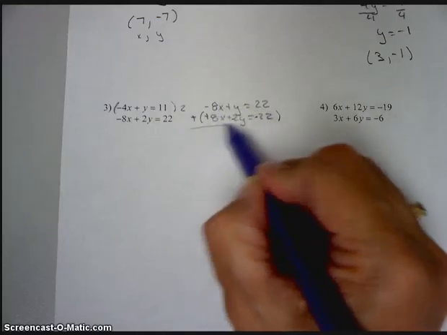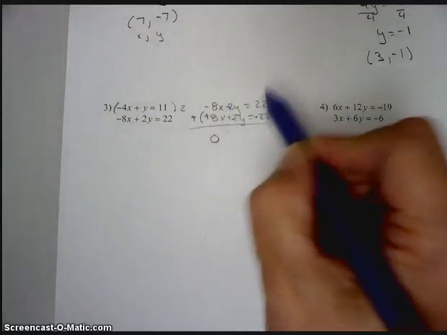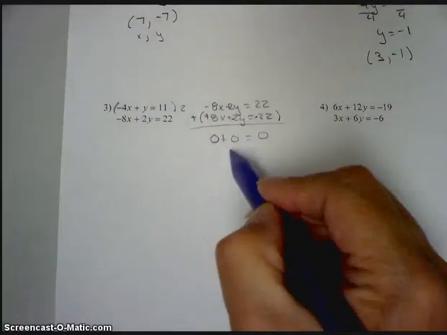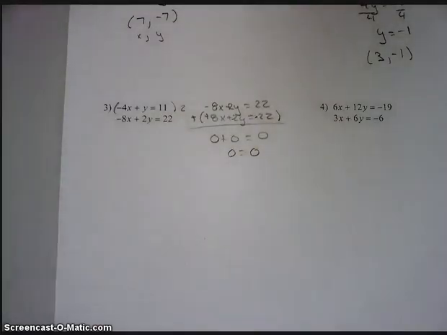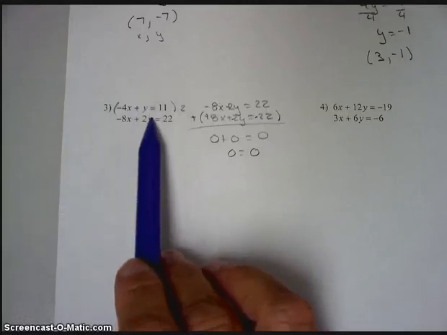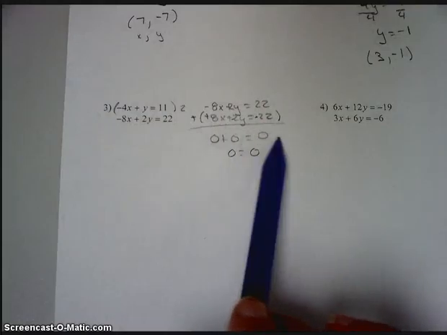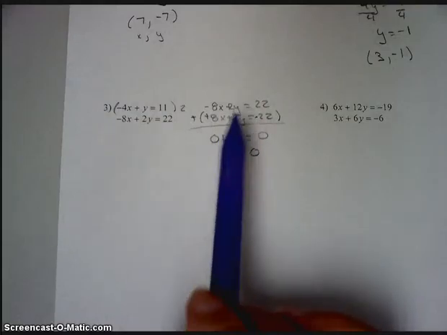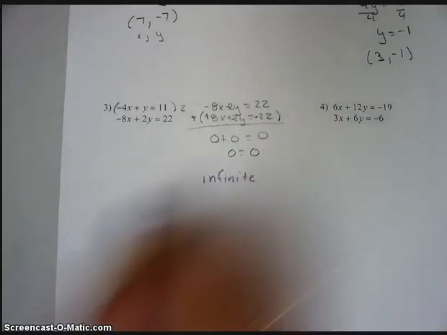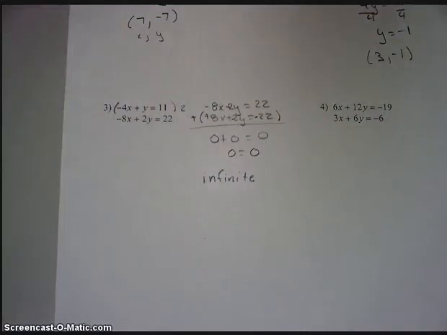Negative 8x plus 8x is 0. I forgot to multiply this by 2. So 2y minus 2y is 0, and this is 0. So notice I get 0 equals 0. I did this problem as an example. Whether you're doing elimination, substitution, or just adding or subtracting, anytime you get both sides of the equation equal to each other, you should know you have infinite solutions. It doesn't matter which way I solve this. If you get both sides equal, it's an infinite number of solutions.